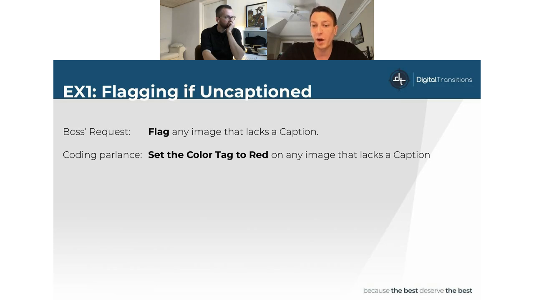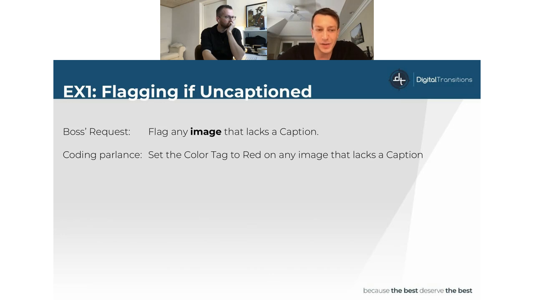So if we want to flag a file, we're going to set the color tag to red. And then what do we mean by images? An image is something that the user might call the thing they see inside of Capture One, but it's not technically accurate. In Capture One, what we're actually doing is using, selecting, and adjusting variants. What do I mean by that?